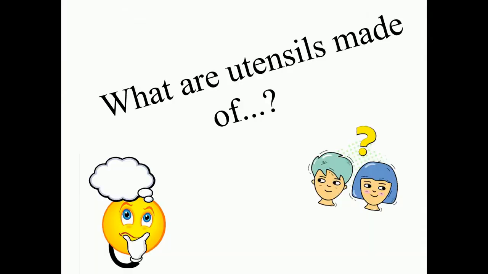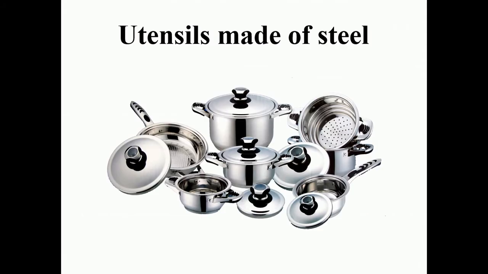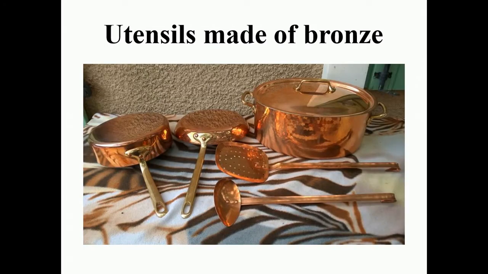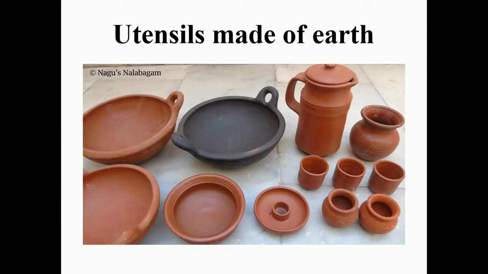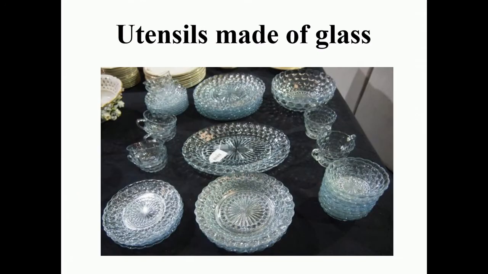Now we will study what are utensils made of. So students, mostly utensils are made of steel, bronze, iron, earth and glass. These utensils made of steel. These utensils made of bronze. These utensils made of iron. These utensils made of earth. Earth that is called earthen pots. These utensils made of glass.